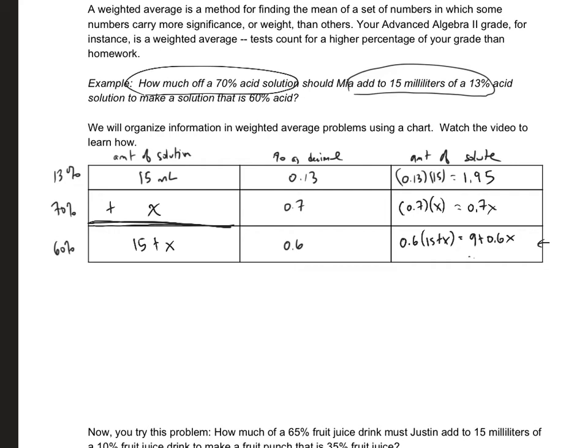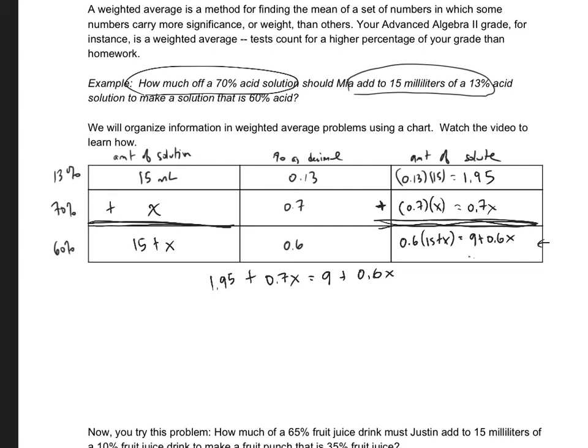Now, that is one way of writing how much solute we have. But just like the first column, where you could add the first two rows and get a total amount of solution, you can do the same thing here. You can add the first two rows of the amount of solute, and that gives you the total amount of solute. So 1.95 plus 0.7x is going to equal 9 plus 6/10 of x. There's an equation that we can solve.